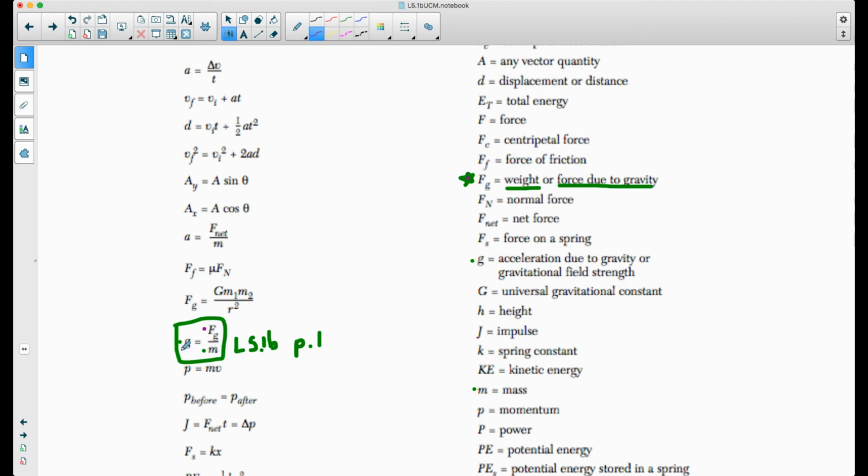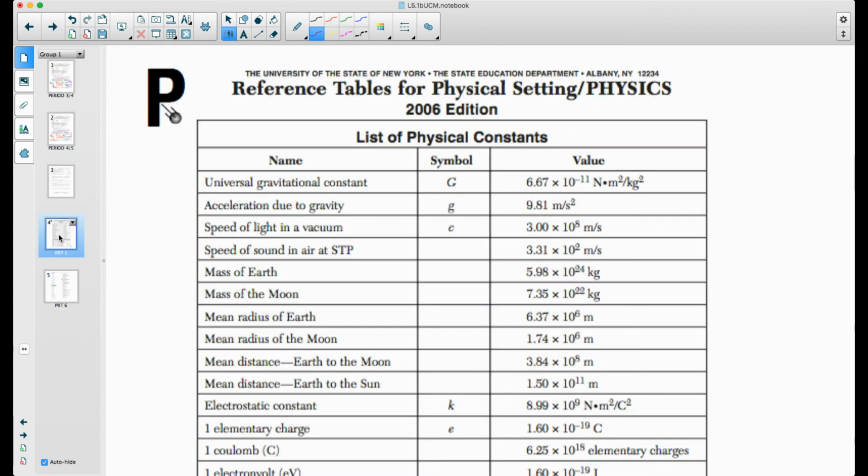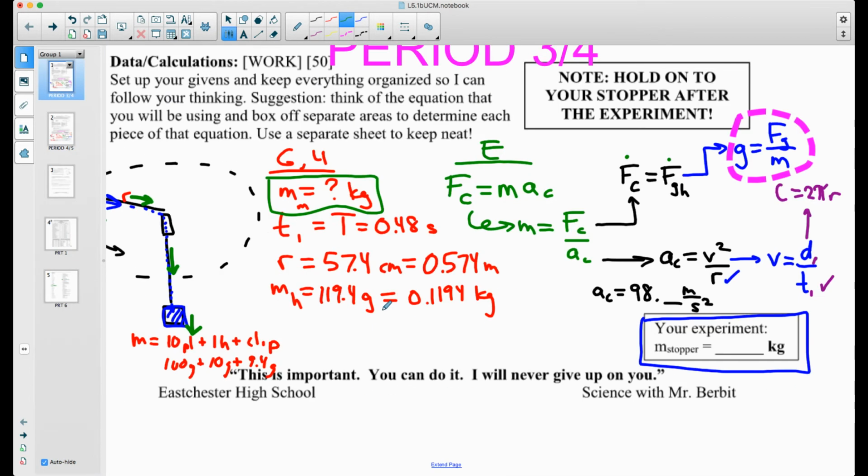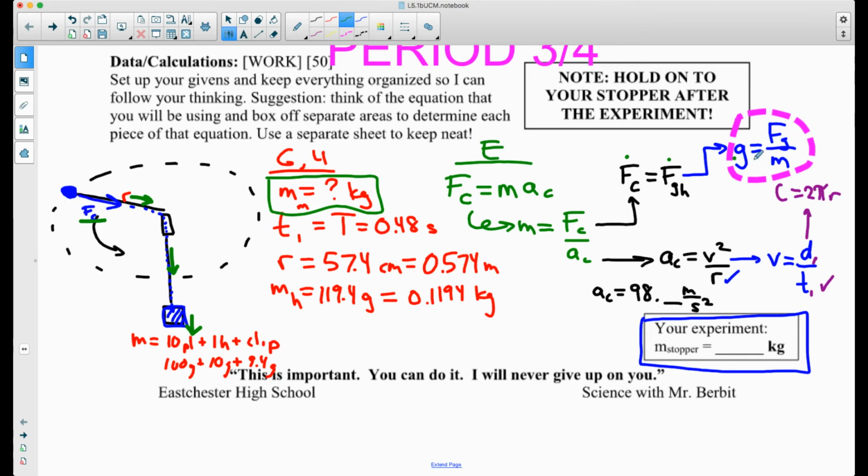We've determined that. We talked about what g was, but let me just remind you. Little g, minuscule g, acceleration due to gravity, is what we've been using, right here on the front of your PRT. Acceleration due to gravity, minuscule g, is 9.81 meters per second squared. So knowing minuscule g and m, cross multiply, you will get the Fg, and then that Fg can get plugged back in as the Fc.